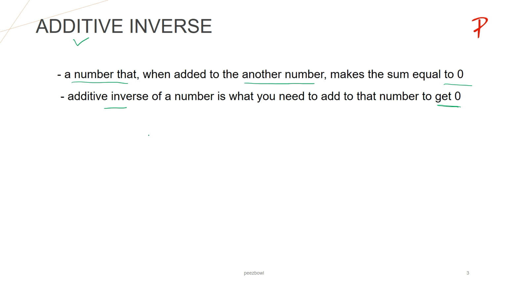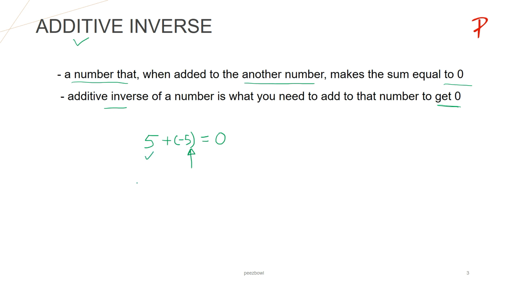Say you have number 5 and you want result 0. So what you must add to 5 so that the sum is 0? I will add minus 5, right? So 5 minus 5 is 0. So minus 5 is additive inverse of 5.